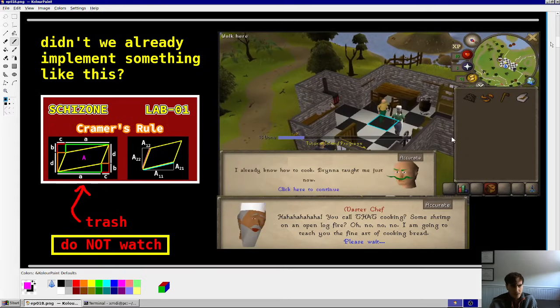And this reminded me a lot of the tutorial island interaction between the player and the chef tutor in Old School RuneScape. Didn't we do this before, just now? Like lab one was about Cramer's rule. Didn't we solve linear systems? Yes, but that's not really a good way to do it. There are much better ways, including the one in today's video.